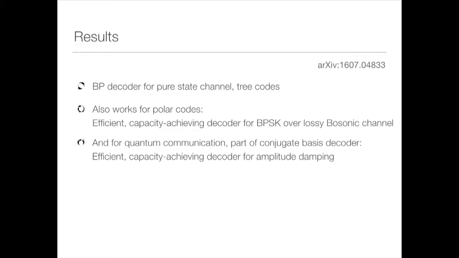Let me give you the results of the paper, just so that if the rest of the talk goes totally off the rails, then at least you have something. So we can find a belief propagation decoder for a specific CQ channel, which just outputs pure states.